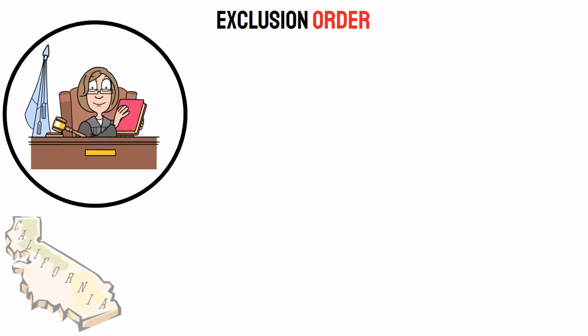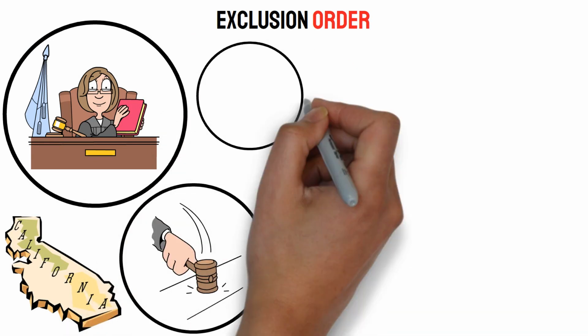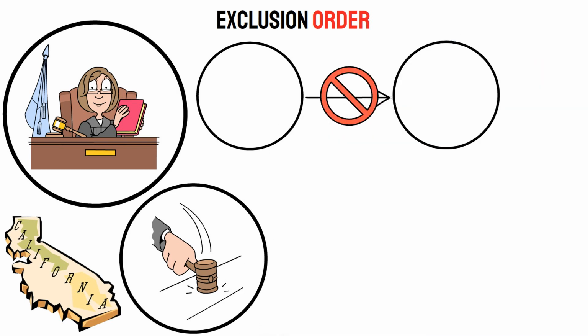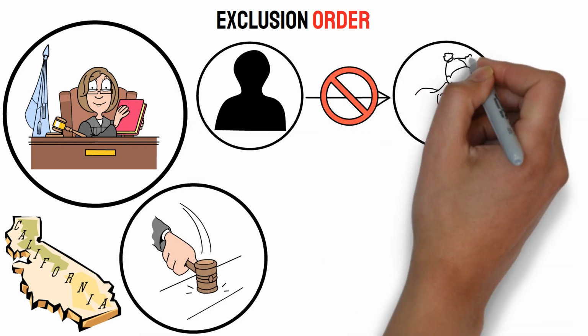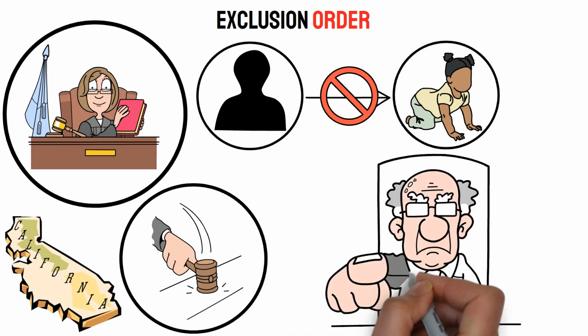Exclusion Order. In the context of juvenile dependency cases in California, an exclusion order typically refers to a court order that prohibits or restricts contact between certain individuals and a child who is the subject of the dependency proceedings. Here are key points about exclusion orders.